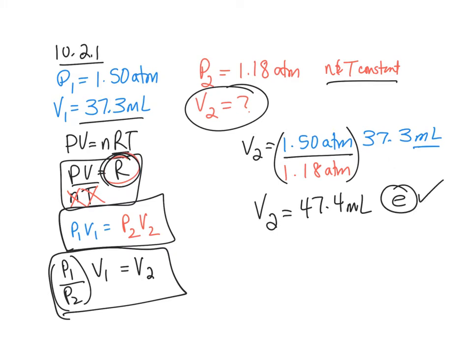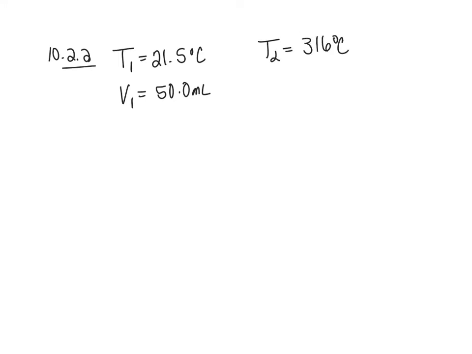All right, so let's go to 10.22. Well, a lot of these just take practice. So we have T1 equals 21.5 degrees Celsius, V1 equals 50.0 milliliters, and T2 equals 316 degrees Celsius, and it wants you to calculate V2. And it says N and P are constant.